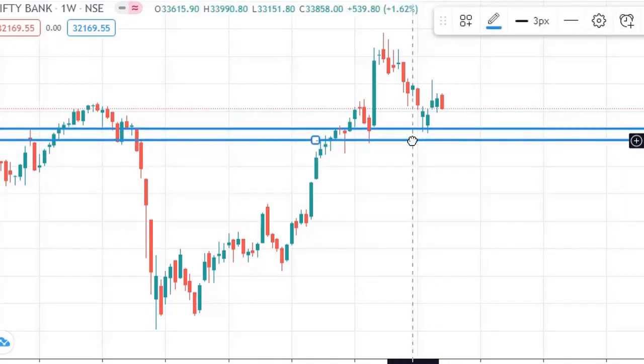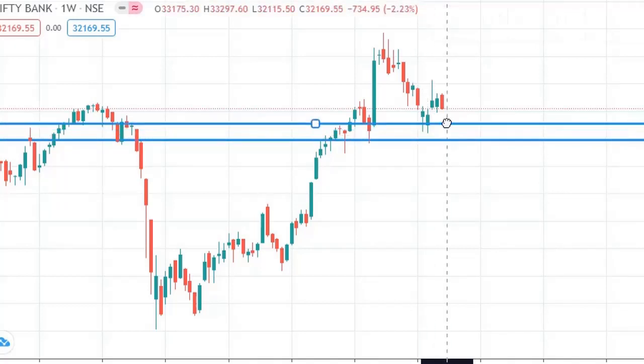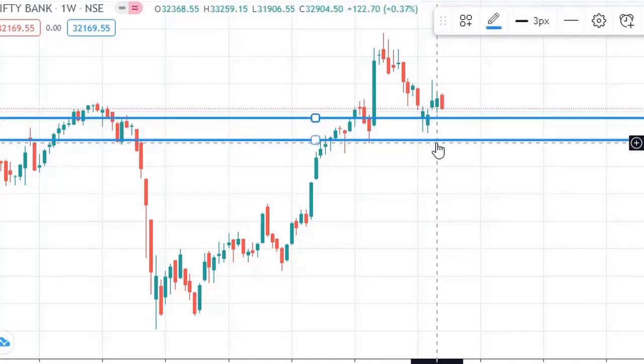Why weekly chart? Because I have an option strategy, so we will discuss that. Because expiries are weekly, I have a weekly strategy for Nifty and Bank Nifty. That's why I have taken a weekly chart.